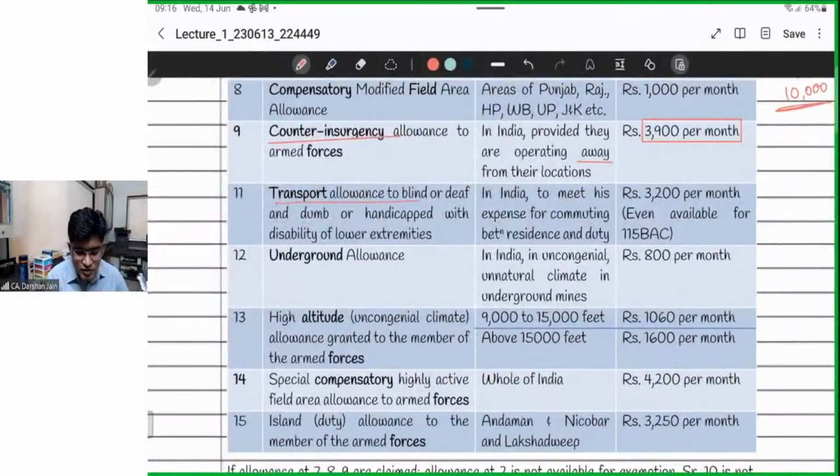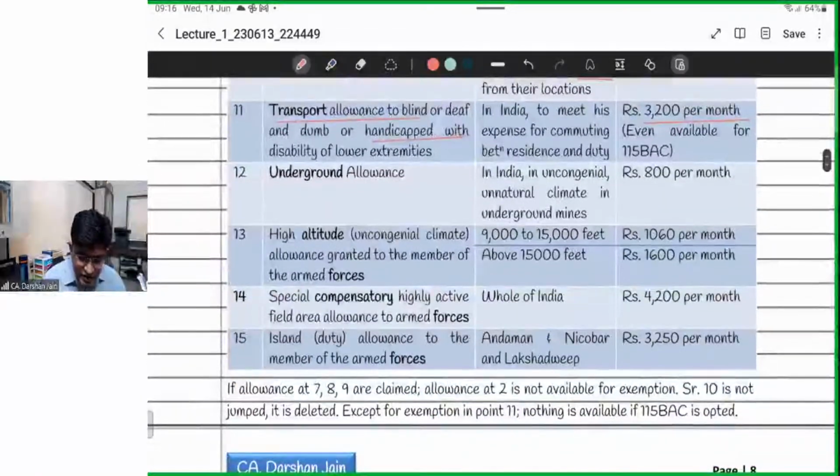Then transport allowance to blind, deaf, dumb, handicapped person, 3,200 rupees per month is the maximum exemption. This is for commutation from the place of residence to the place of office. It is available only to handicapped individuals and not to anybody else. Until financial year 18-19, we had this exemption for all the assessees. So 1600 rupees was the limit until financial year 18-19. But post that, we had something called a standard deduction.